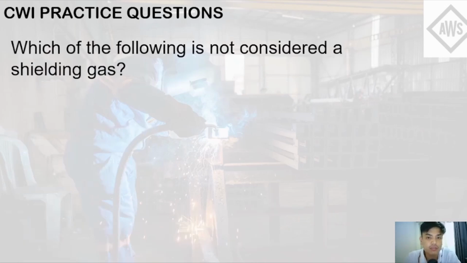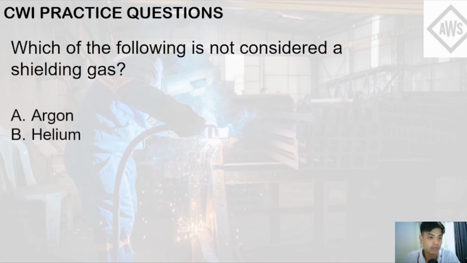Which of the following is not considered a shielding gas? So shielding gas basically protects the weld from atmospheric gases, from embrittlement and contamination of hydrogen. Basically, a shielding gas protects the quality of the weld from being contaminated by those gases. So in this question, what is not considered a shielding gas?